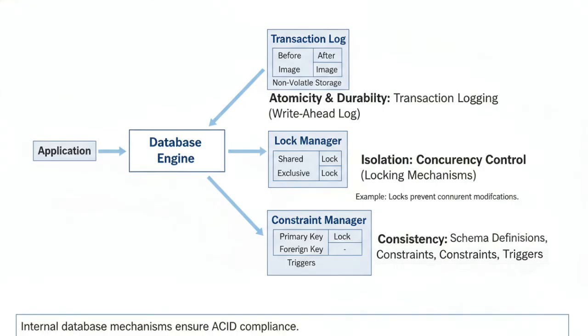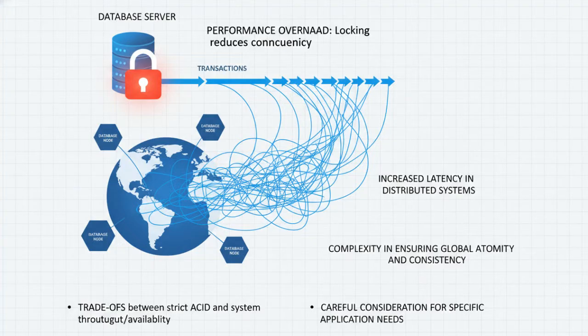While ACID properties are incredibly valuable, implementing and maintaining them isn't without its challenges. One significant consideration is performance overhead. Strict adherence to ACID, especially isolation, often involves locking mechanisms that can reduce concurrency. This means that if many transactions are trying to access the same data simultaneously, some might have to wait, potentially slowing down the overall system performance.